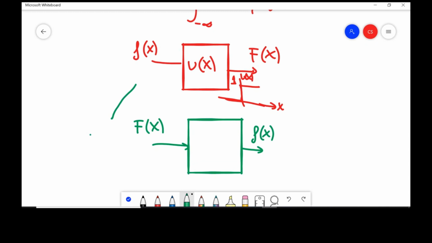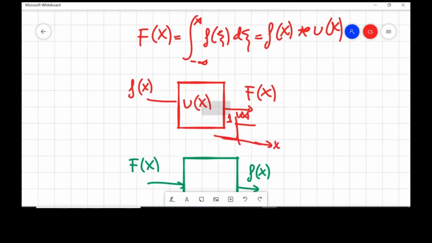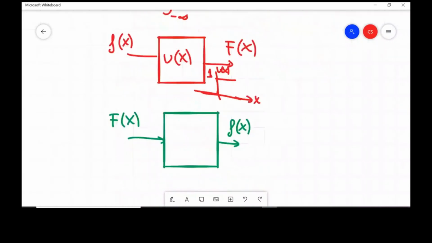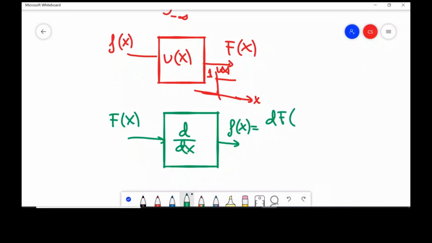So this system is integration, right? So what is the opposite of integration? Derivative. So I have here the system that computes the derivative of x. So if you are given the cumulative distribution function, you simply have to differentiate it with respect to x, and then you get the probability density. Okay, so this is for continuous systems.